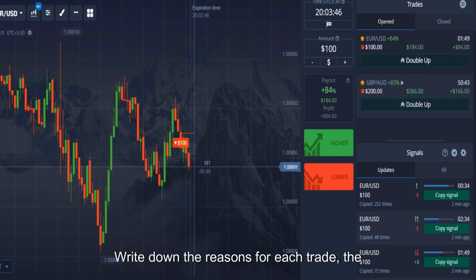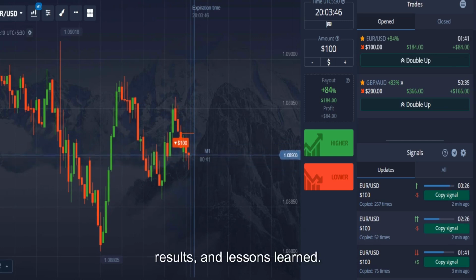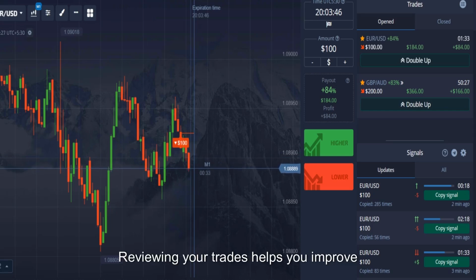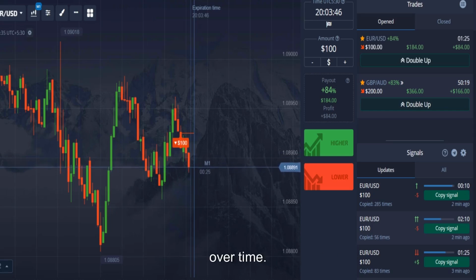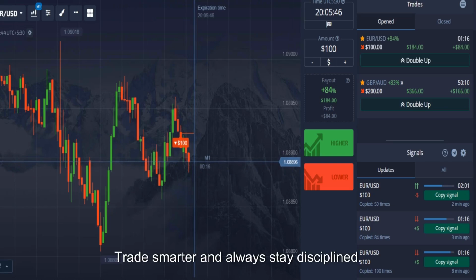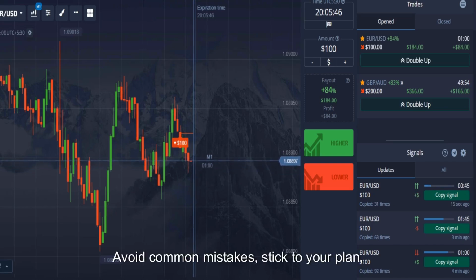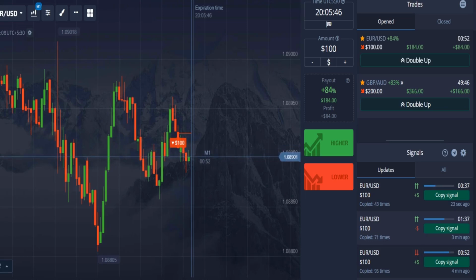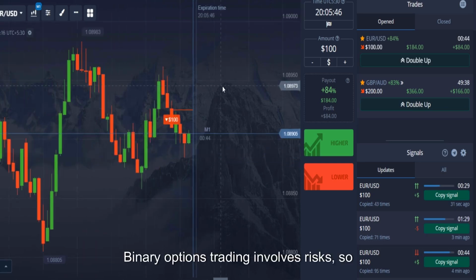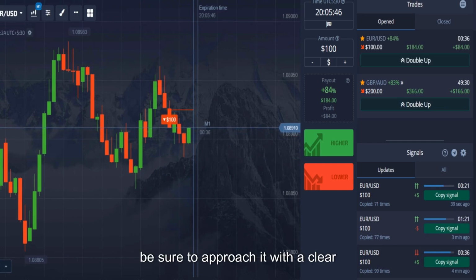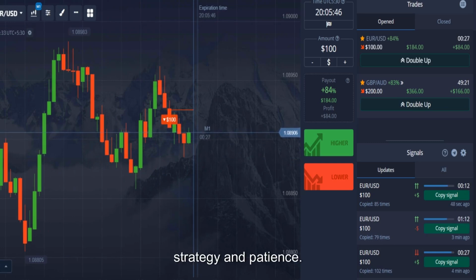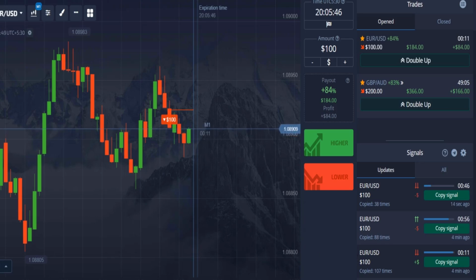Write down the reasons for each trade, the results, and lessons learned. Reviewing your trades helps you improve over time. Trade smarter and always stay disciplined. Avoid common mistakes, stick to your plan, and keep learning. Binary options trading involves risks, so be sure to approach it with a clear strategy and patience. Now, let's wait and see how this trade plays out.